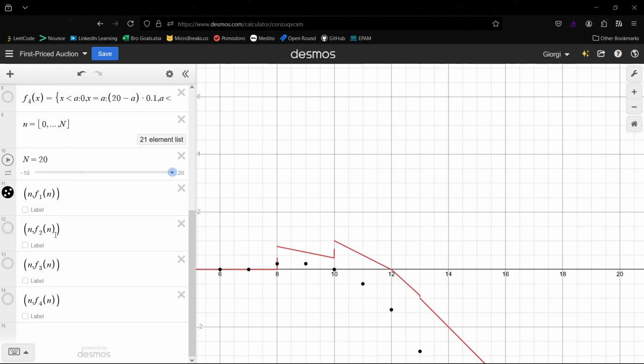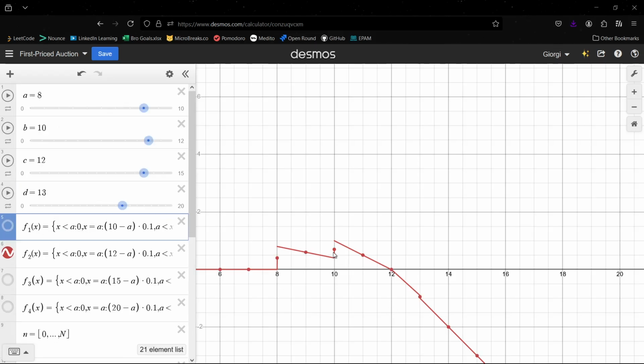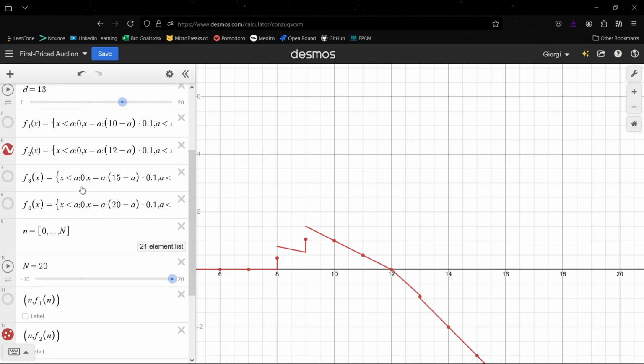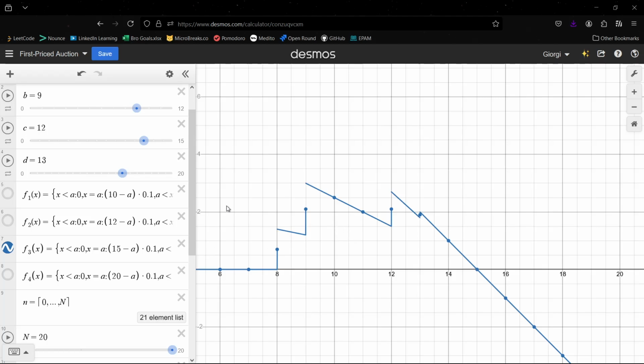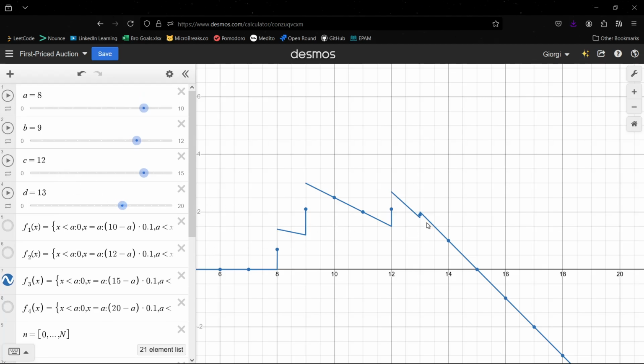Let me look at player 2 now. So yeah, this is a Bayes-Nash equilibrium. But what if I increase this? No, it's not Bayesian. What about this? Okay, so 9 works. So 9 is better than 10. So this works. What about the third type? So 12.